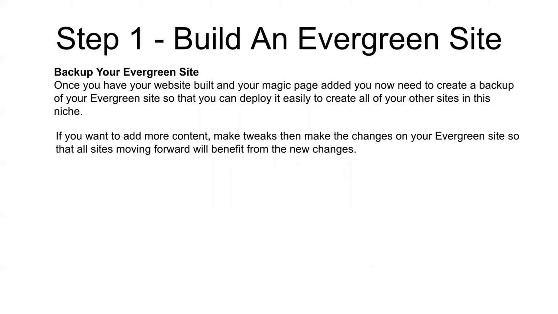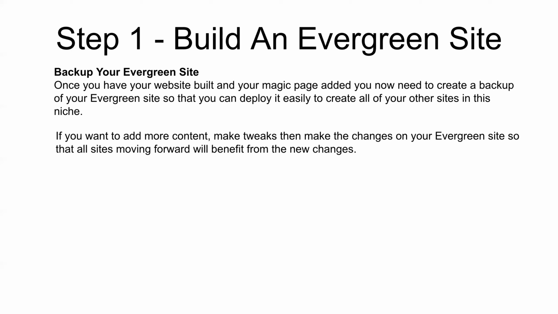Okay, so now we've built our evergreen site. We've got our home page, we've got our service pages, we've got our Magic page, and we've got all the content in how we like it. And we take a look at it and we say, yep, I'm proud of that site. It's a good site. I think it will convert. So what we're going to do now is back it up. How you back it up is entirely up to you. I like to use Updraft Plus, and Zaggio is also a good way to back it up.